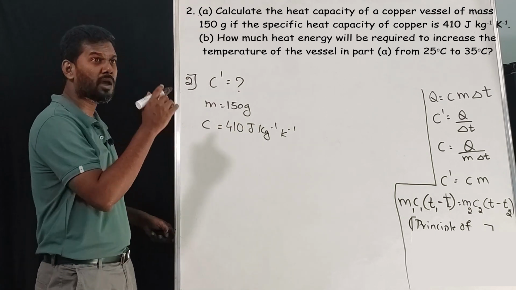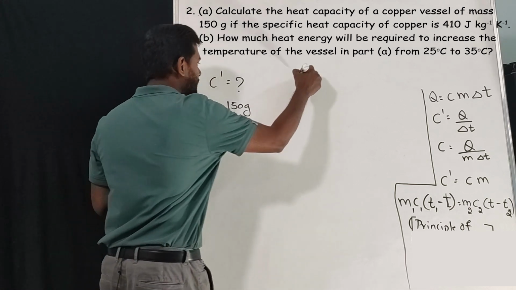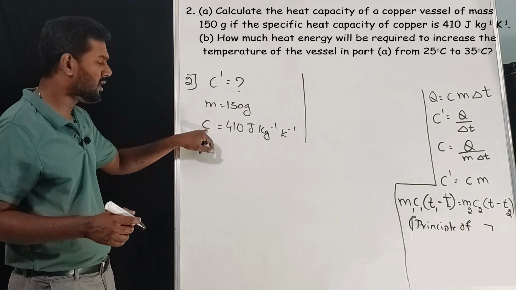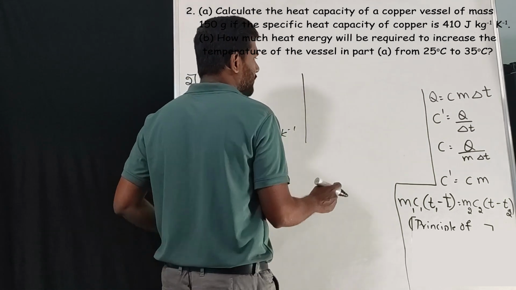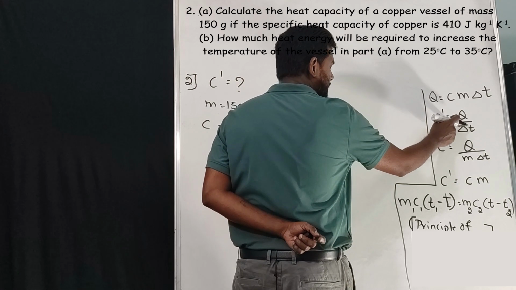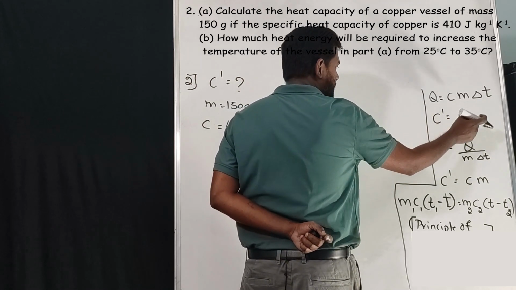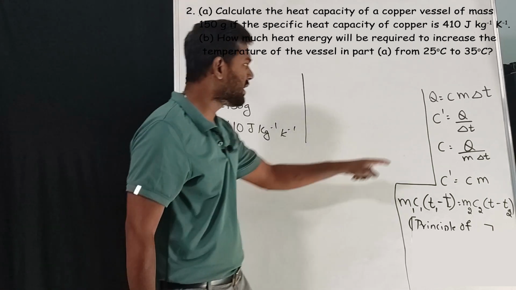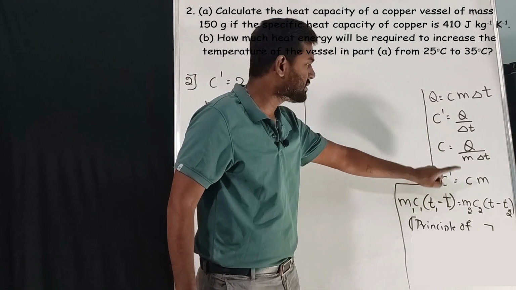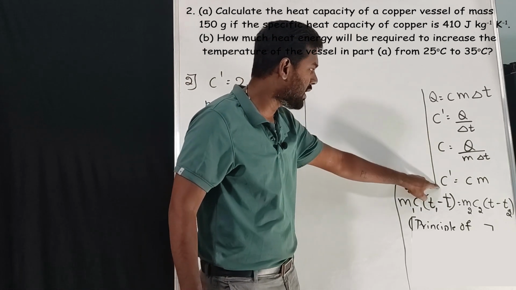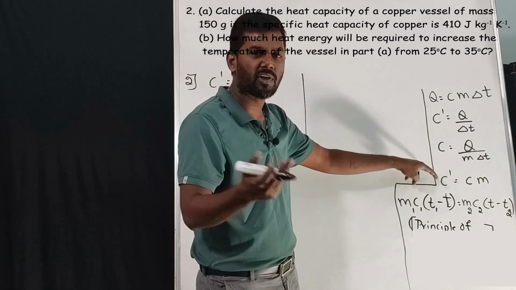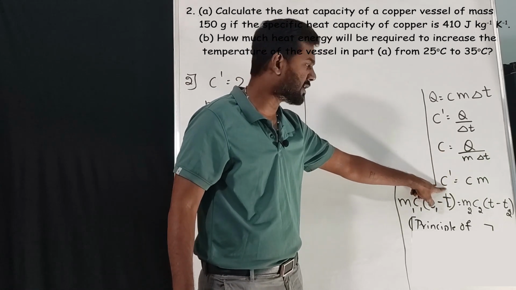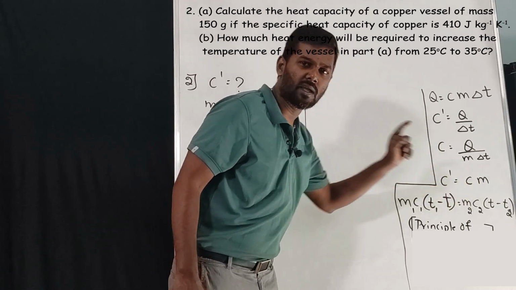Next, this is the first sub question. First we'll solve it. Listen, we want heat capacity. What are the things given? Mass and specific heat capacity. See, to find heat capacity, this is one more formula, correct? Heat energy by change in temperature. Change in temperature is also given, but heat energy is not there. So instead of going for this formula, we'll go for this formula. To find heat capacity, we have two formulas. In the same way, to find specific heat capacity, we have this formula and this formula. Anything is fine. Now to find heat capacity, we'll use this formula because these two are given here.